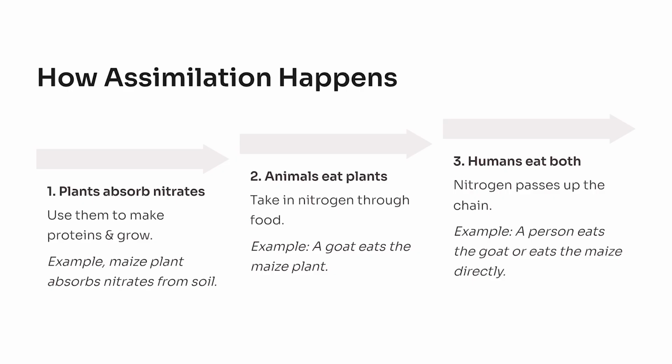When animals eat the plant, they also take in the nitrogen. So when a goat eats the maize plant, it gets the nitrogen that was stored inside the plant. Then we humans eat either the plant or the animal, and the nitrogen passes on again. If someone eats maize directly or eats the goat, they also get nitrogen. So you see, through assimilation, nitrogen moves up the food chain, from soil to plants to animals and to humans. That's how it becomes part of every living thing.